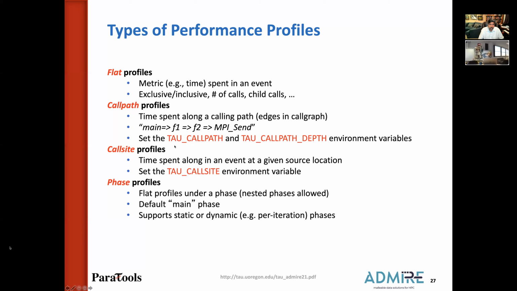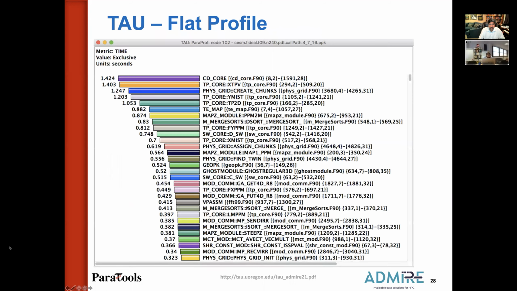To get that, you can turn on TAU_CALLSITE equals 1, and then you would be able to see that at line 12 in function F2, MPI_Send takes, say, 20 seconds, and at line 25, it takes 30 seconds. You can also create phase profiles where you can see flat profiles under a phase, and the default main phase is there. So here is a flat profile where I can see the time spent in different code regions.